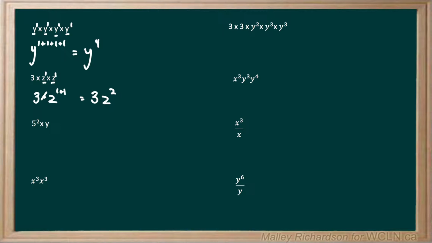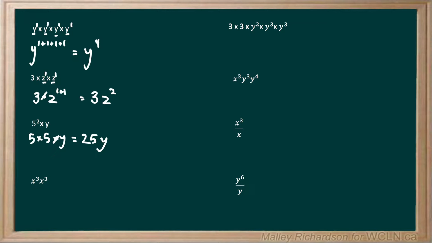So now we have 5 to the power of 2 times y. Well, this 5 to the power of 2 can break down into 5 times 5 times y, which just gives us 25y. Again, we can ignore the multiplication sign between the 25 and the y.